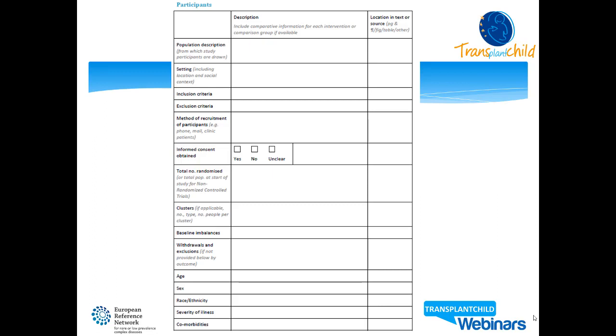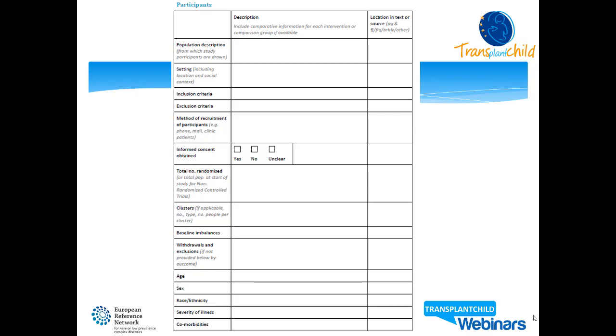Then we have the big part of participants. So here are things that we can obviously find easily in the paper. The description of the population, for example children between this age and this age with some special characteristics like a second transplant or something like that. Then the setting. You can say if it's a hospital, a big one or a small one, or a network of hospitals or something like that.